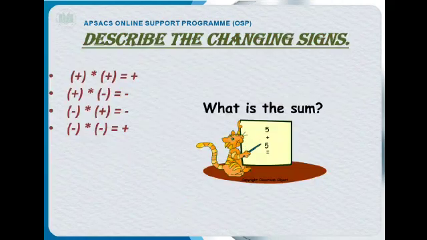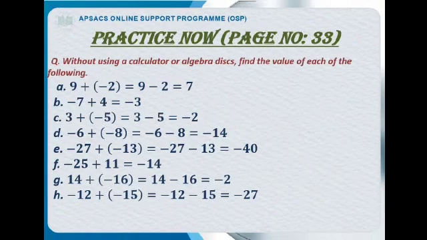Okay, before we move towards the practice now question, we have to revise the plus minus signs. There are 4 categories: plus plus is equal to plus, plus minus is equal to minus, minus plus is equal to minus, and minus minus is equal to plus. There is a very unique identity by which you can identify this sign. Any similar signs multiplied give the plus sign, and any dissimilar signs multiplied give the negative sign.